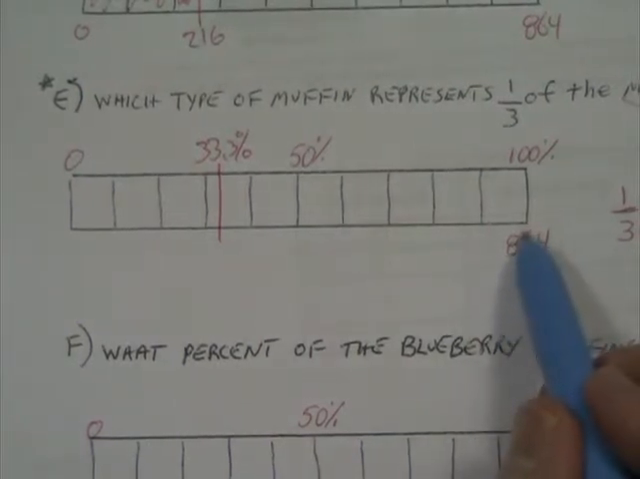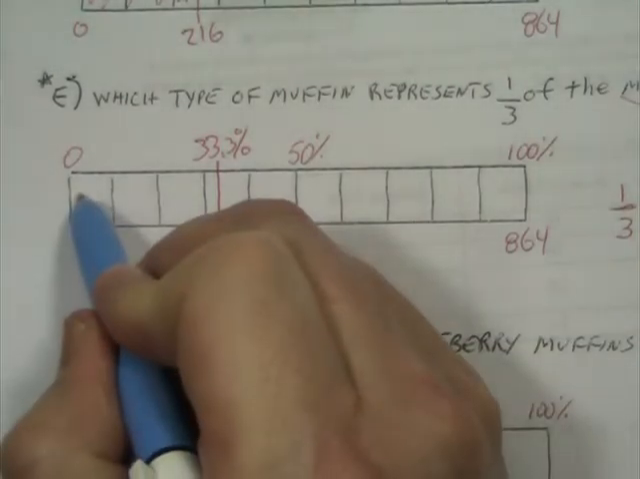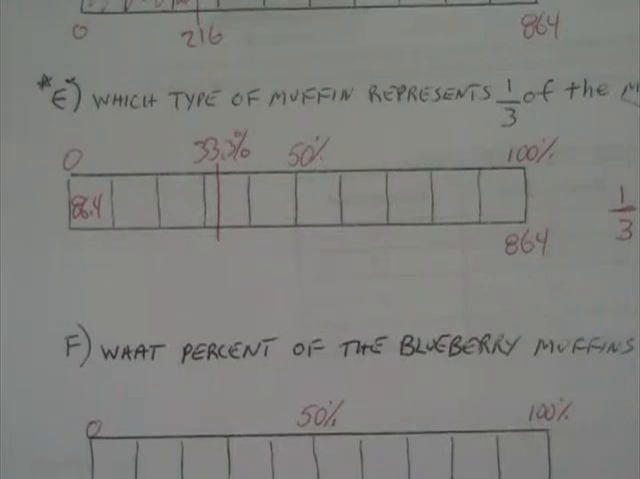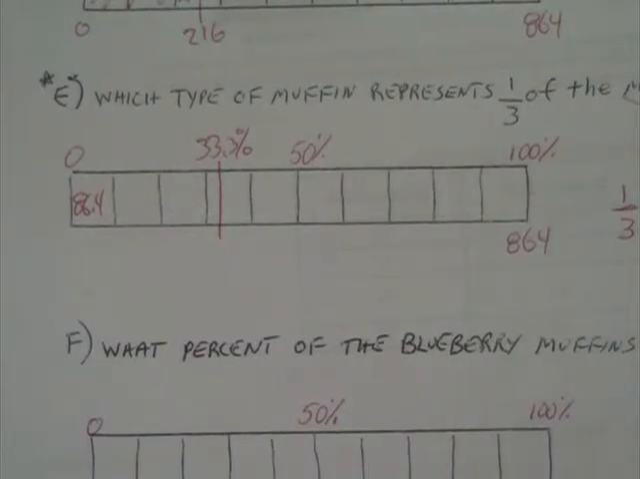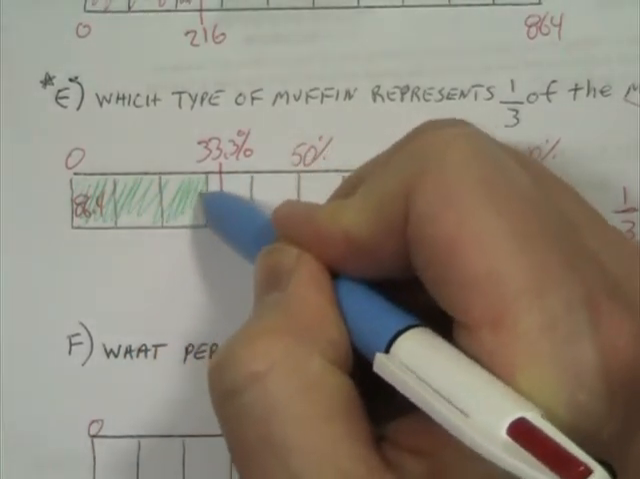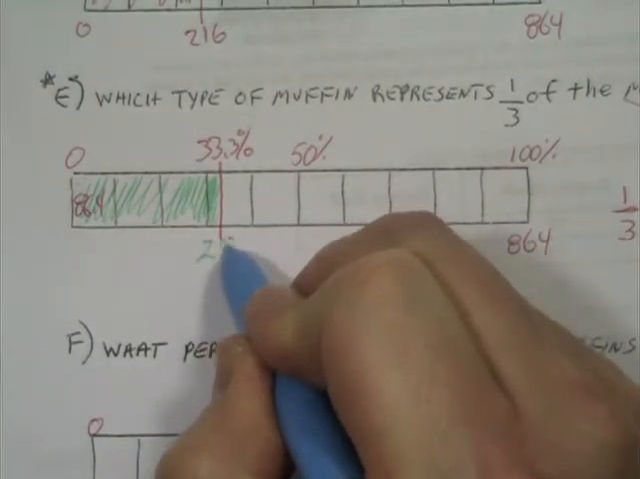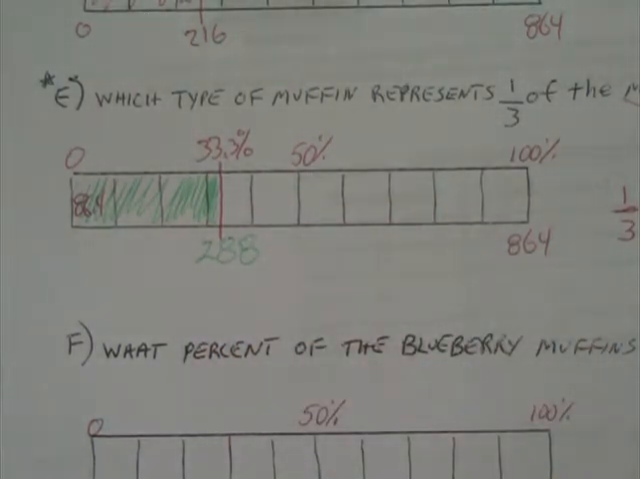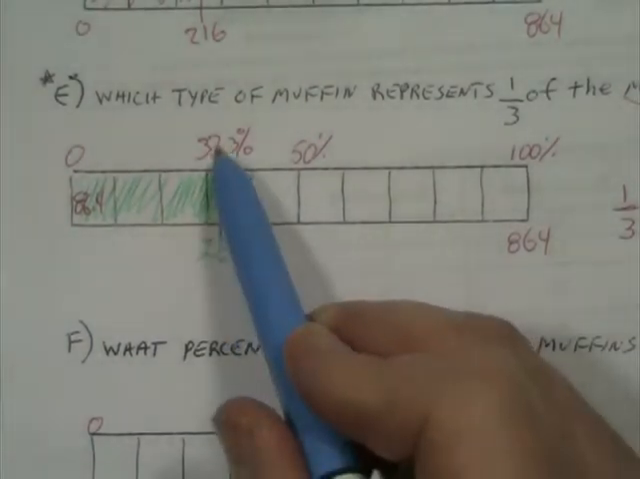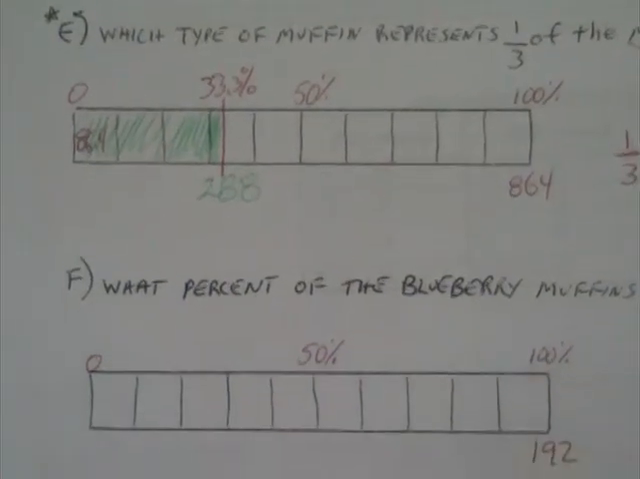And remember, each box is 10%, so each box is 86.4. So I will shade that 1/3. And this number right here is 288, because 288 is 1/3. And it turns out 288 is the chocolate chip. Let's go to the next one.